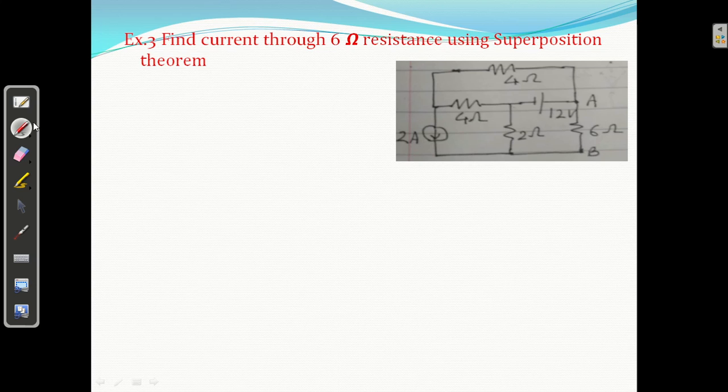So first step is what? If you are going to solve the problem by superposition theorem. Okay, so what are the steps? पहला step क्या है? Remark the current here between A to B. Let us say IK. That is the actual current. I am going to consider actual current. Okay, IK from A to B.